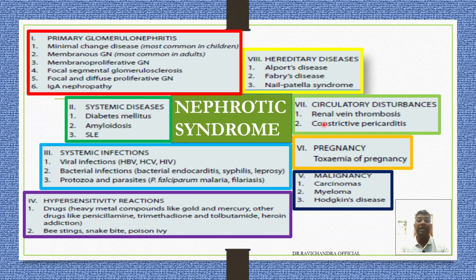Circulatory disturbances, remember, renal vein thrombosis and constrictive pericarditis. These two will end up in nephrotic syndrome. And last but not the least, hereditary diseases. There are three diseases. One is Alport syndrome, second is Fabry's disease, and third one is Nail-Patella syndrome. These hereditary diseases will also show nephrotic syndrome.